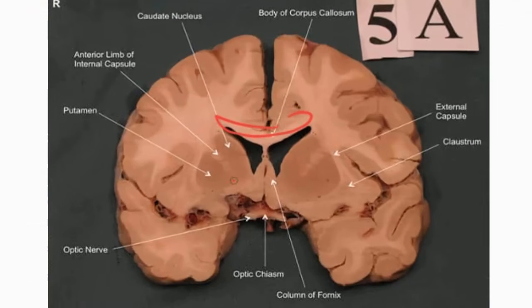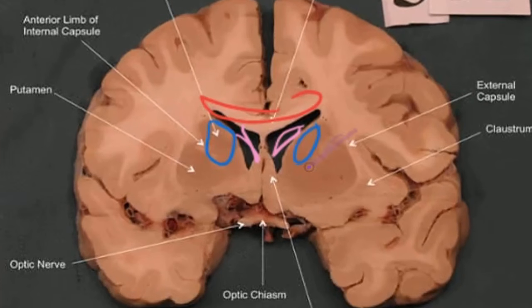The corpus callosum right here, the two lateral ventricles, of course, and then immediately lateral to them are what? The caudate nuclei. Can you now see the internal capsule better right here? It's more distinctively located. Okay, so we can take a look at it, and it is separating the putamen. The putamen will be around here, and the internal capsule is separating it from the caudate nucleus.